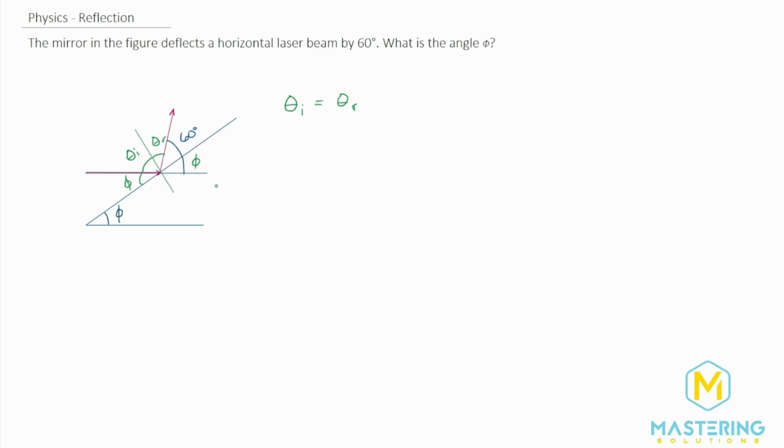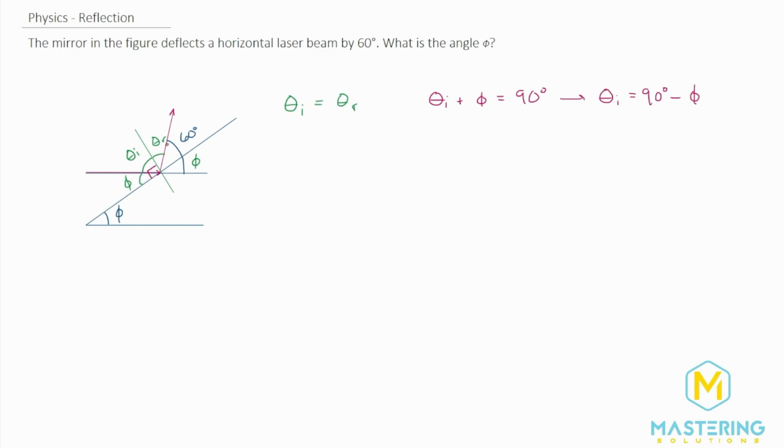What we're going to do is set up two equations, one for the angle of incidence and one for the angle of reflection. For the angle of incidence, or theta sub I, you can see here that the angle of incidence and the angle phi form a 90-degree angle right there. Theta sub I plus phi is equal to 90 degrees. If we solve it for theta, then we're left with theta sub I is equal to 90 degrees minus angle phi.